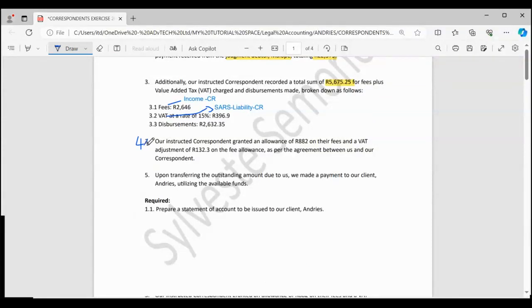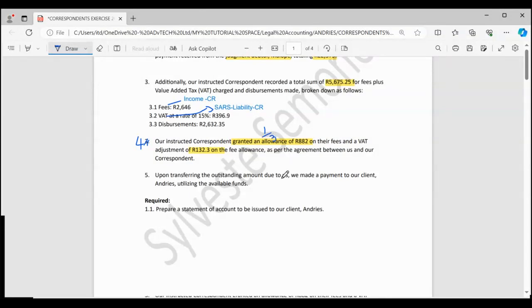Okay. Our instructed correspondent granted us an allowance. As you can see, there's an allowance of how much? There's an allowance which we're granted of 882, and that allowance has got a VAT of how much? Of 32. So in other words, at the end of the day, this is also a fee. Remember, allowance is when we normally talk about that 1/3 allowance. I think you know about your theory.